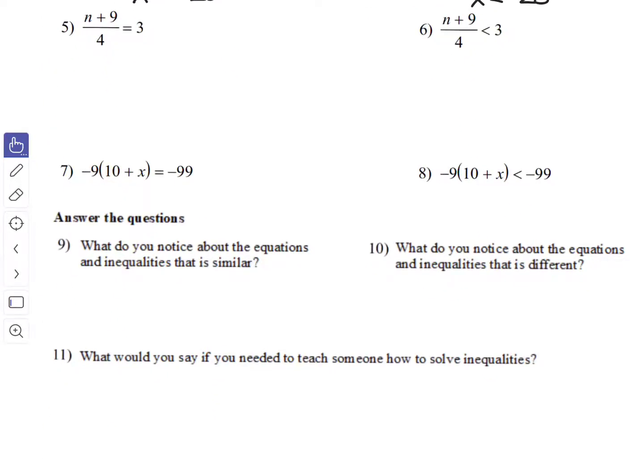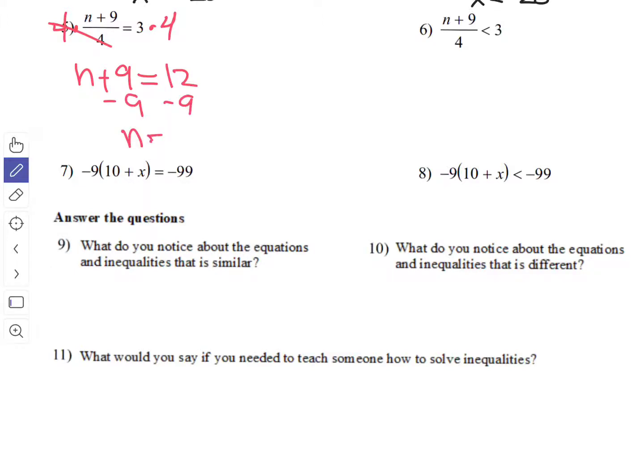Okay, next one, we would start by multiplying by 4 on both sides. That would become 1. We get rid of it. n plus 9 equals 3 times 4 is 12. Subtract 9, and n equals 3. For number 6, start it the same way. Times by 4. That becomes 1, which multiplying by 1 does nothing, so we eliminate it. We get n plus 9 is less than 12. Subtract 9. n is less than 3.